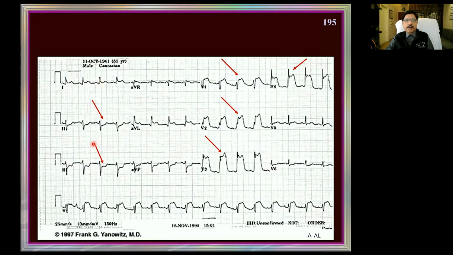And there is what is called the left axis also. R wave voltages, or there is no R wave actually.